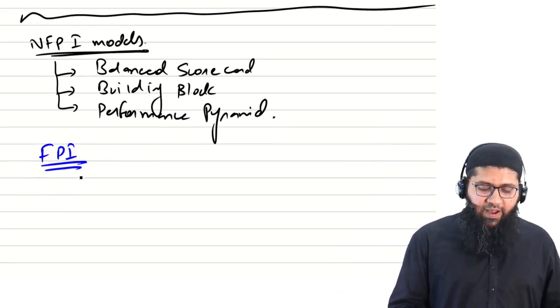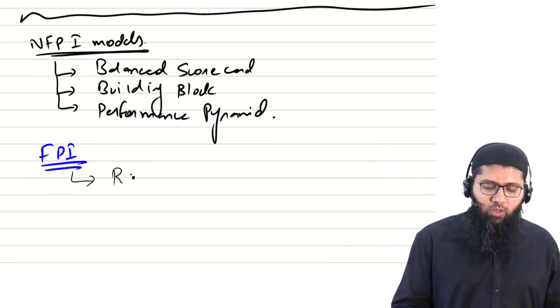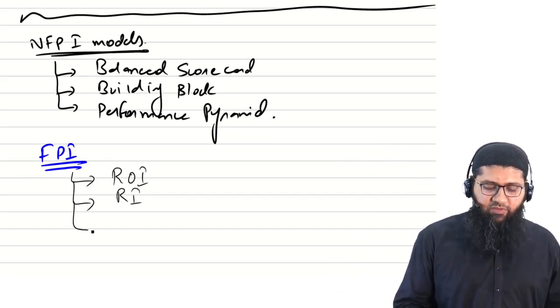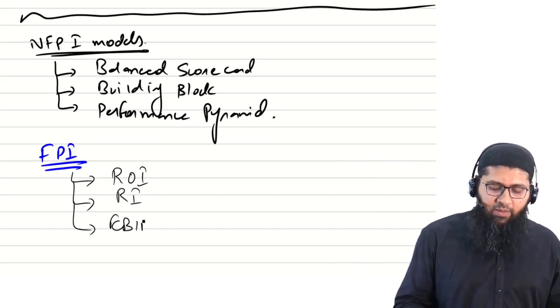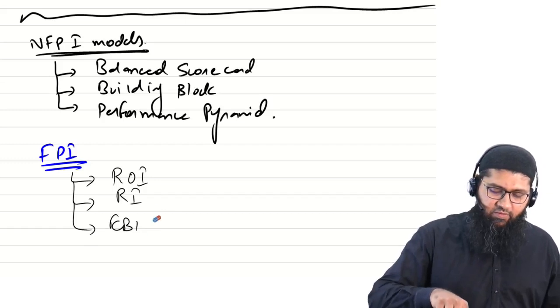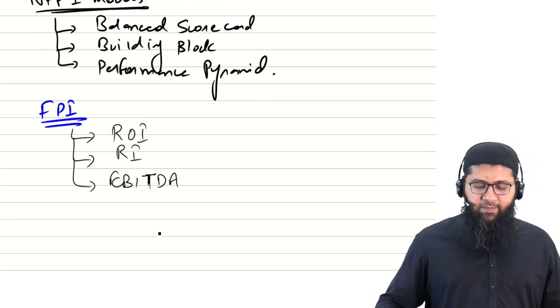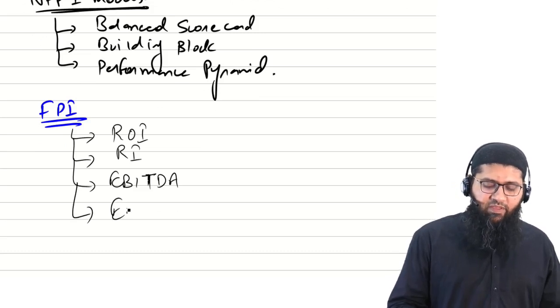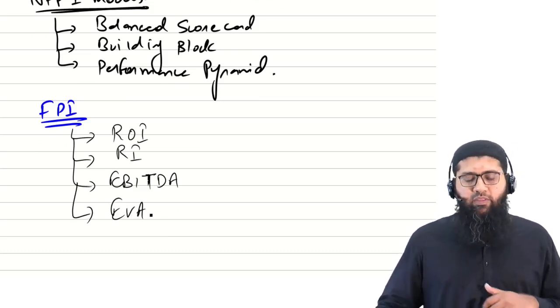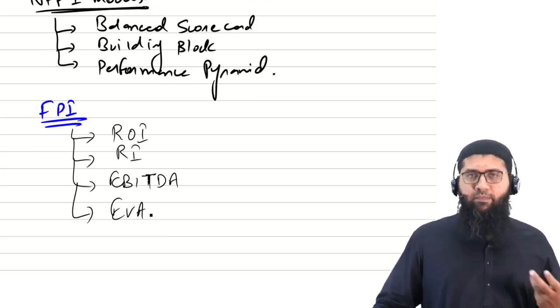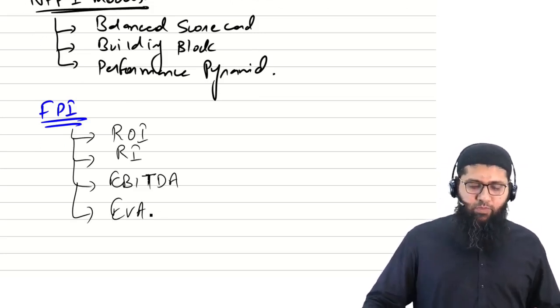Then there are a few financial performance indicators that are important to you from the perspective of the course, and that would include how the return on investment is measured, how the residual income is measured, how the earnings before interest, tax, depreciation and amortization is measured. Then there is another, which is economic value added. So there are multiple types of performance measures.